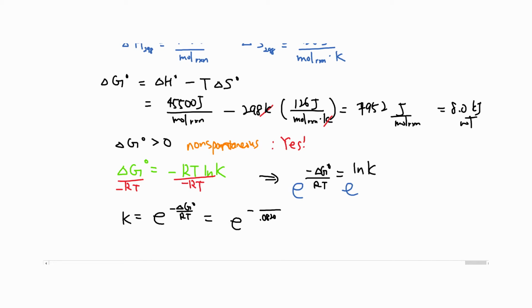I don't use this R value this time. I have to use 8.3145 joule per mole Kelvin, and the temperature was 298. And you see the joule there? This time I'm going to use 7952 joule, and that's also per mole of reaction. So I go to my calculator, and 7952 over 8.3145 divided by 298, and then e to that.